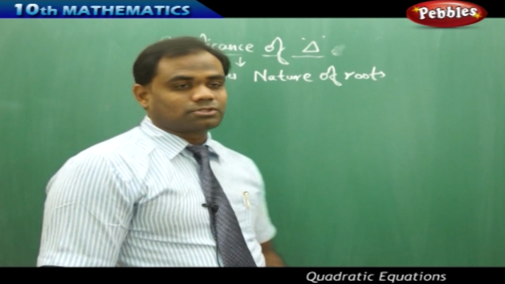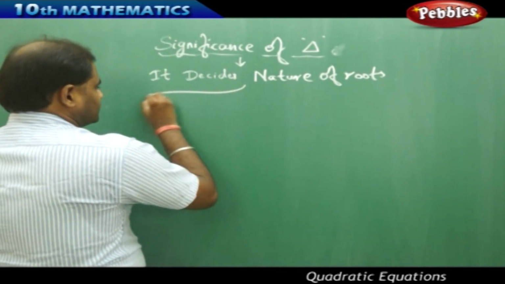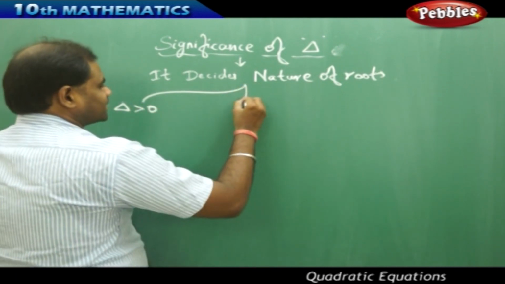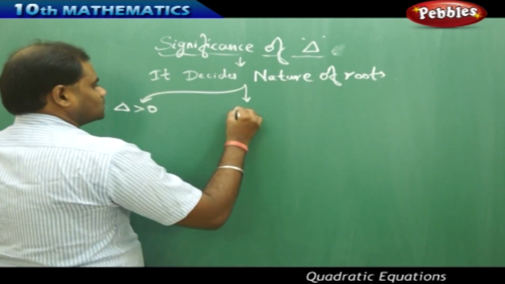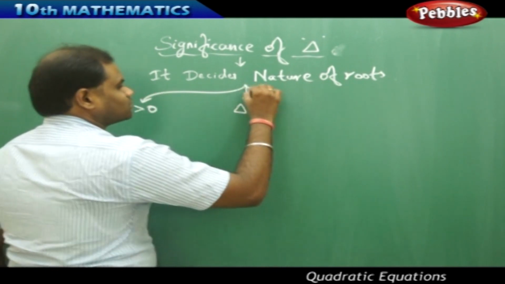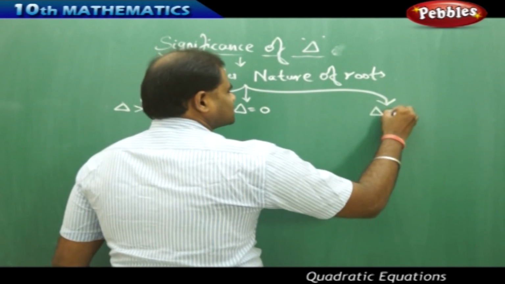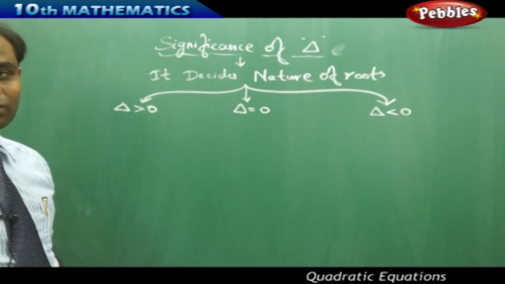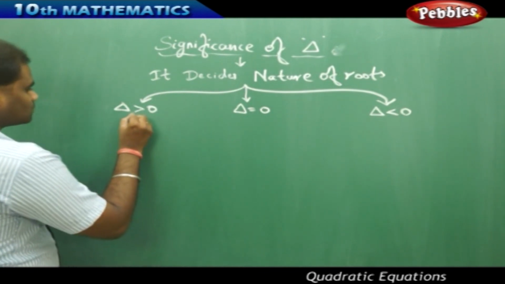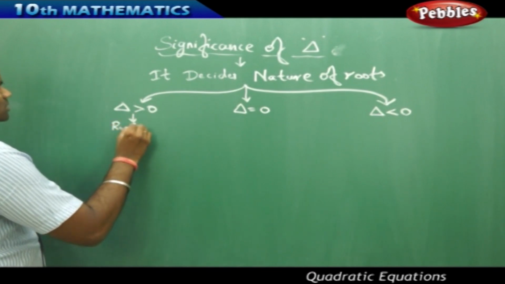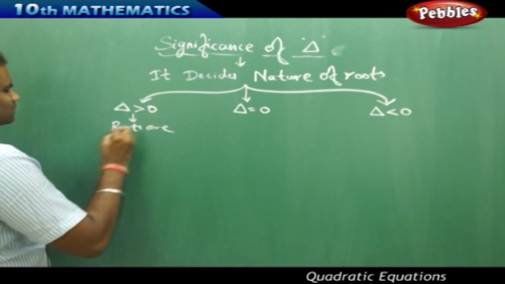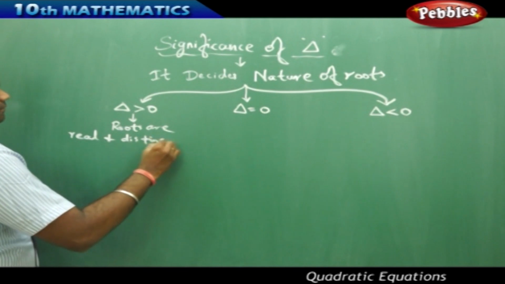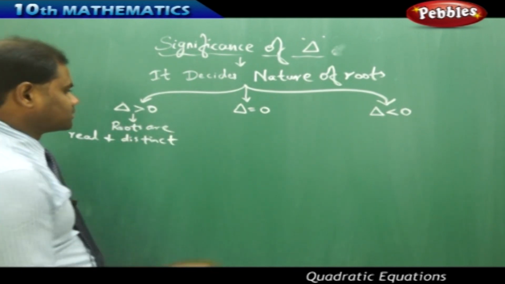So let's see how it is possible. Firstly, delta greater than 0. Secondly, the possibility is delta equal to 0, and thirdly, delta less than 0, delta being b square minus 4ac, as we all know. So if delta is greater than 0, then we say the roots are real and distinct.